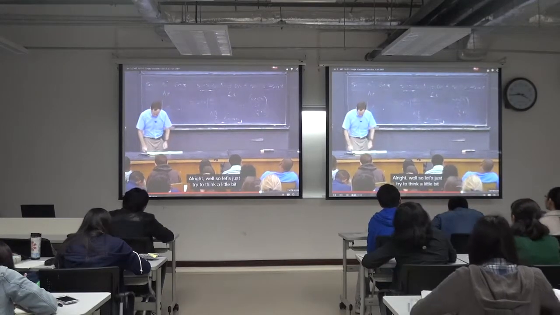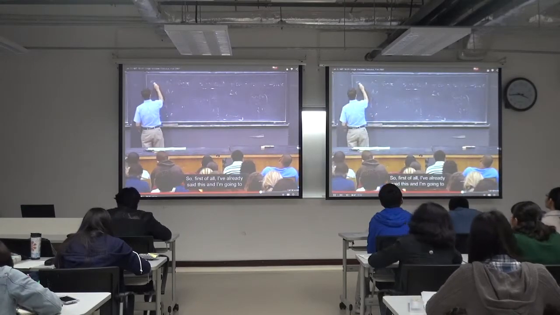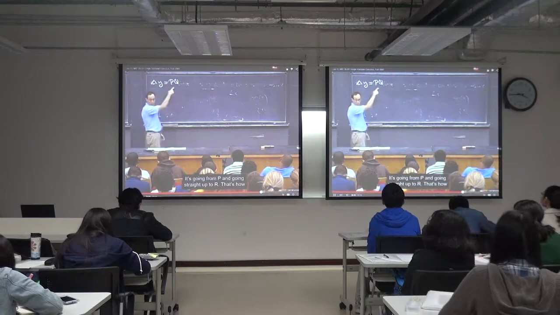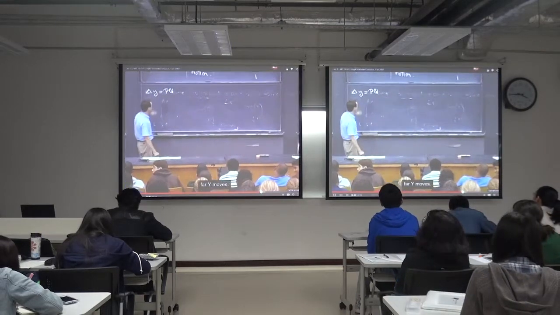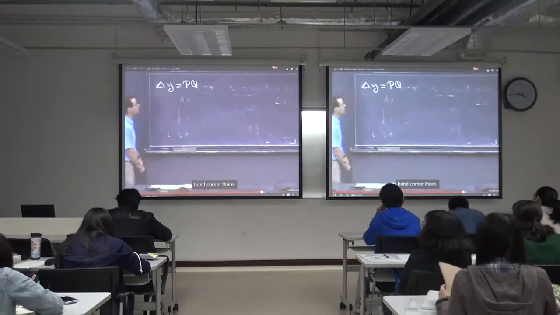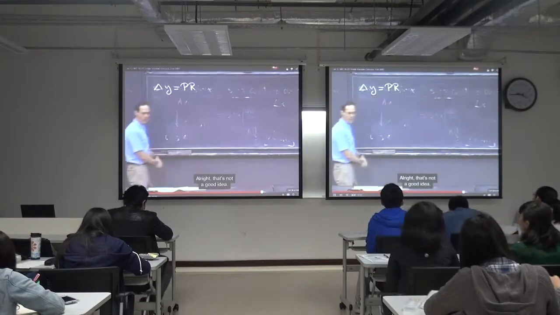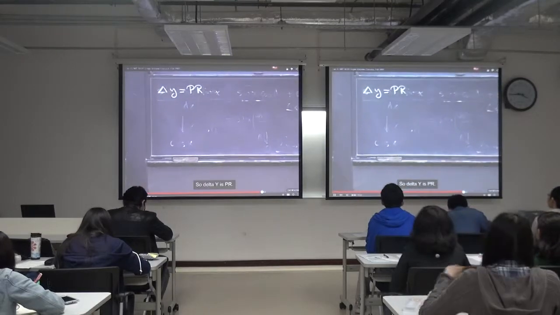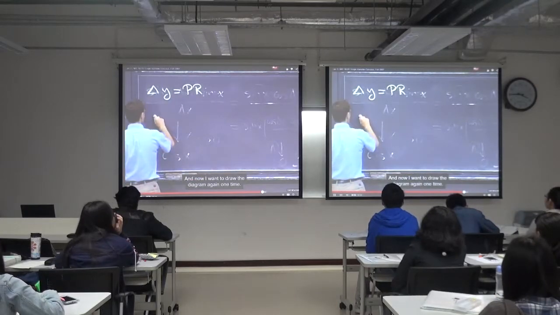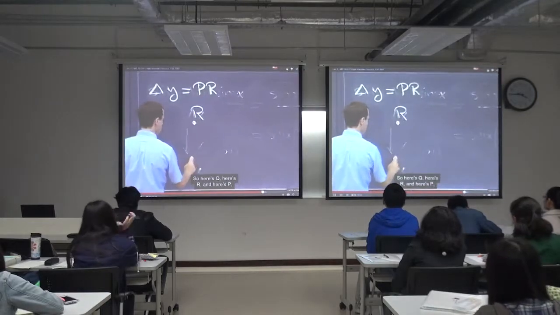Well, so let's just try to think a little bit about what this is. So first of all, I've already said this, I'm going to repeat it. Delta y is PR. It's going from P and going straight up to R. That's how far y moves. Oops, I said PR, but I wrote PQ. All right, so delta y is PR. And now, I want to draw the diagram again. So here's Q, here's R, here's P.